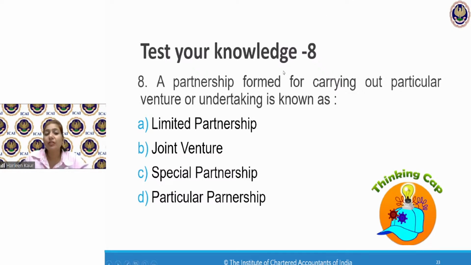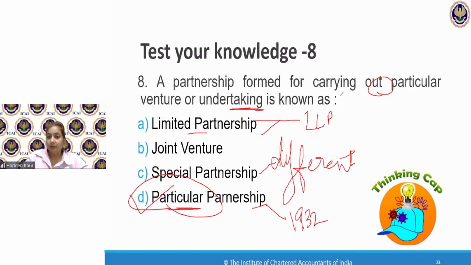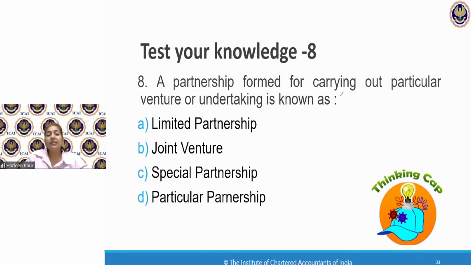It says a partnership which is formed for carrying out any particular venture or undertaking. It is a particular partnership where your liability is restricted to this event. Limited liability is different. Particular partnership is different. They both are different from each other. Limited liability is governed by the LLP Act. However, particular partnership is under the Indian Partnership Act 1932. So the respective answer to the 8th is 8D.